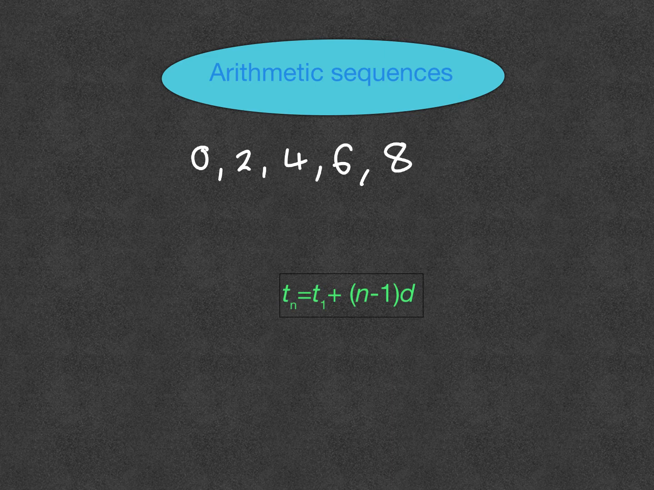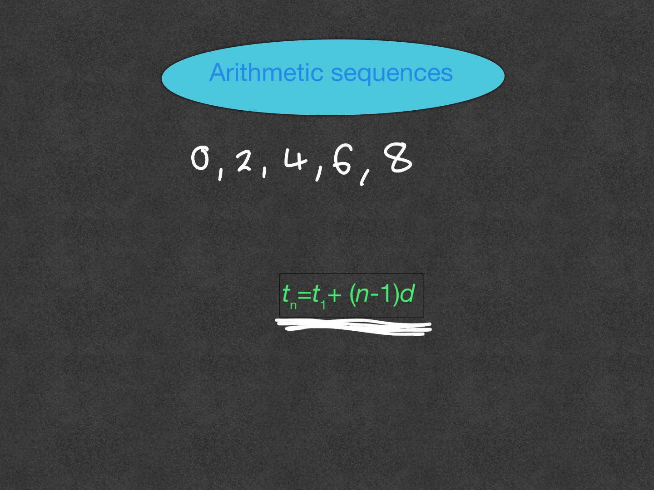So if we've got numbers like 0, 2, 4, 6 and 8, hopefully it's pretty obvious to everyone that there's an increment of 2 between each number. So this is what we call an arithmetic sequence. There's a pattern between each number in the sequence, and there's a set difference between each number in the sequence. Now what we can actually do is use an equation to describe this arithmetic sequence or this pattern of numbers. And the equation that we can use to describe that is written here.